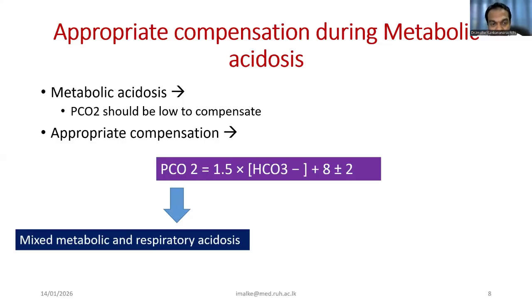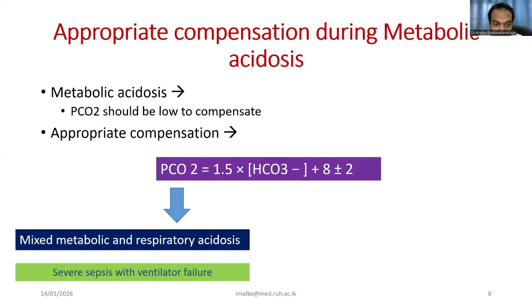By doing this formula, you can have a child with metabolic acidosis plus respiratory acidosis. That means the PCO2 value has not dropped down to the level we expected. Even if it is within the normal range, we have to think of a possible respiratory acidosis. This is seen in many conditions in children with acute problems like severe sepsis and ventilator problems, and even acute severe life-threatening asthma.